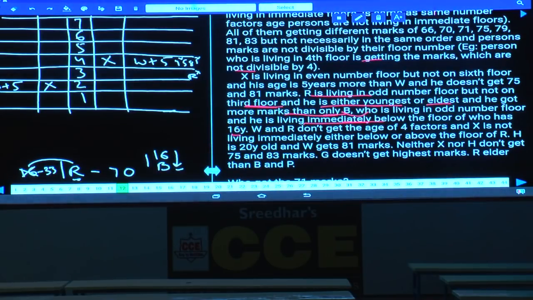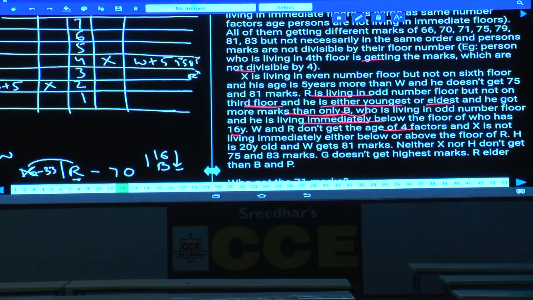W and R do not get the age of 4 factors. As W and R do not get the age of 4 factors, then W and R are living on odd number floors, isn't it? Age of 4 factors means they are not of even number ages. Hence these W and R must be odd number ages.